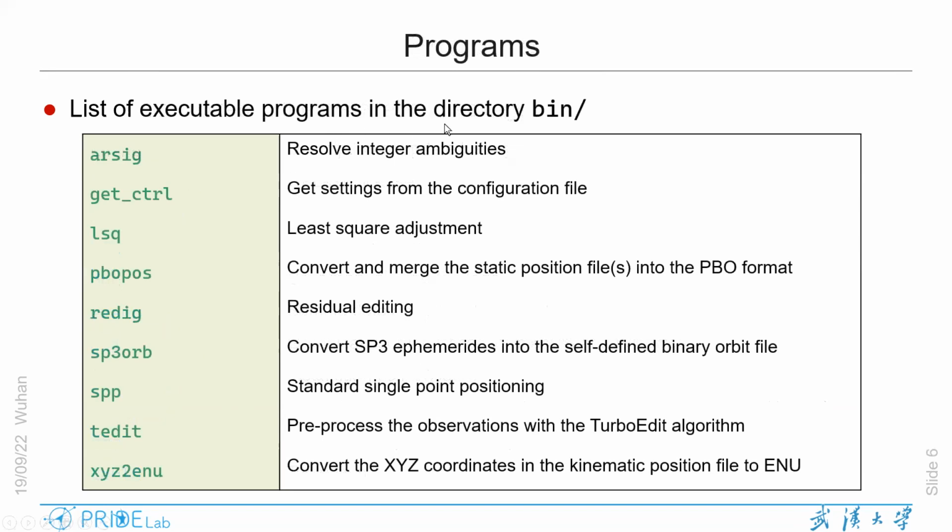The newly presented folder bin contains all executable programs used to complete processing tasks. Some of them perform the major computation tasks in the processing flow, such as the rsig for ambiguity resolution and the lsq for least square estimation. Others, like the get_ctrl, pbopos, and the xyz2enu, are not involved in the processing flow. They are used to deliver the configuration or help analyze the processing results. The usage of these utils will be introduced in the later course too.